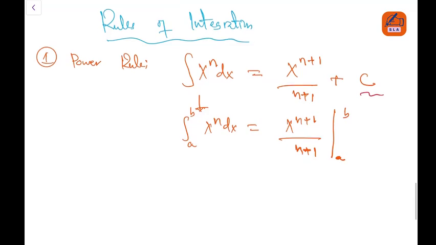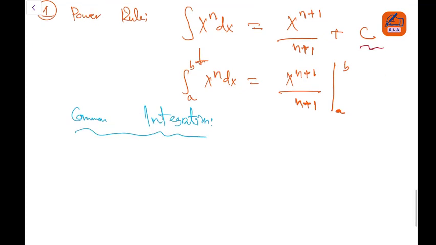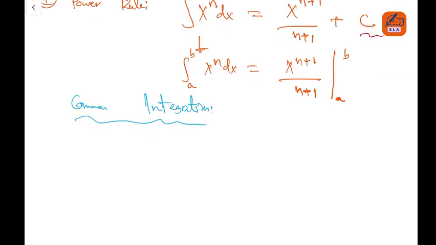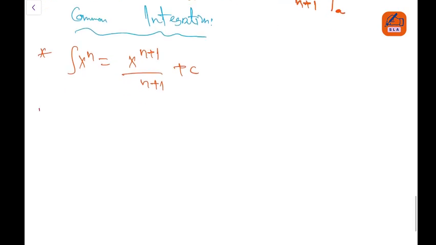Apart from the power rule in integration, there are not many rules, but we can see some common integrations. Common integration means some simple integrals which are normally used. For example, the first one is the power rule. We said it. Let's keep writing it several times so that we can remember it very well, because we will be using it in most cases to solve questions. I can write that one because we already talked about it above.